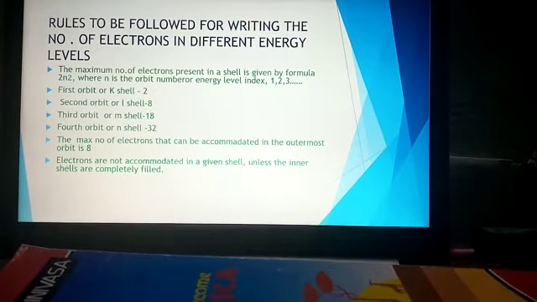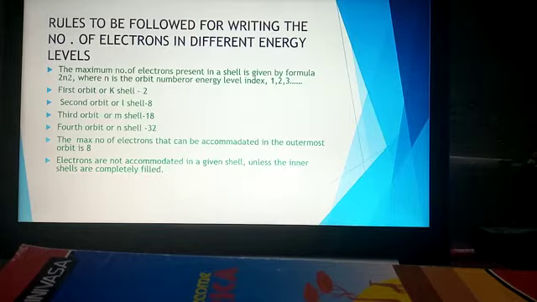What are the rules to be followed when you are writing the number of electrons in the different energy levels? The first one is the maximum number of electrons present in an inner shell is given by the formula 2n square, where n is the orbit number or energy level index, that is 1, 2, 3.